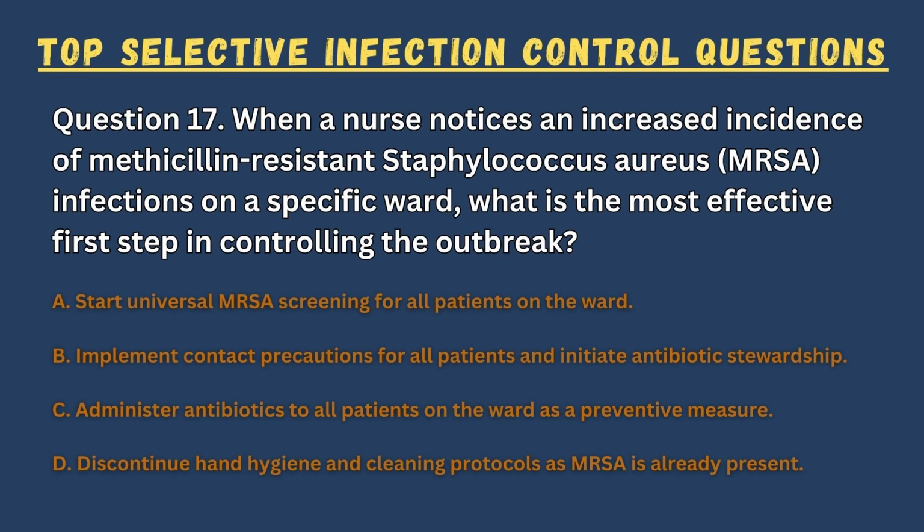Question 17. When a nurse notices an increased incidence of methicillin-resistant Staphylococcus aureus, MRSA, infections on a specific ward, what is the most effective first step in controlling the outbreak? A. Start universal MRSA screening for all patients on the ward. B. Implement contact precautions for all patients and initiate antibiotic stewardship. C. Administer antibiotics to all patients on the ward as a preventive measure. D. Discontinue hand hygiene and cleaning protocols as MRSA is already present.